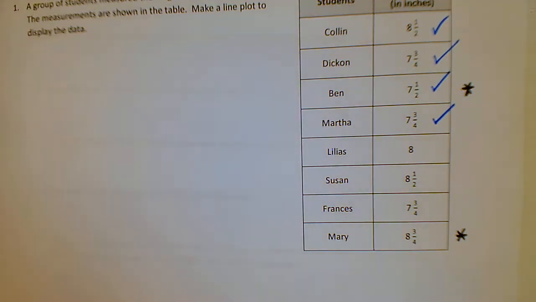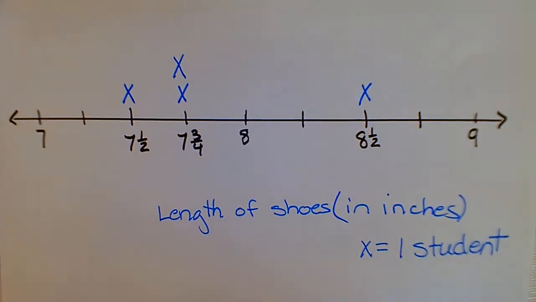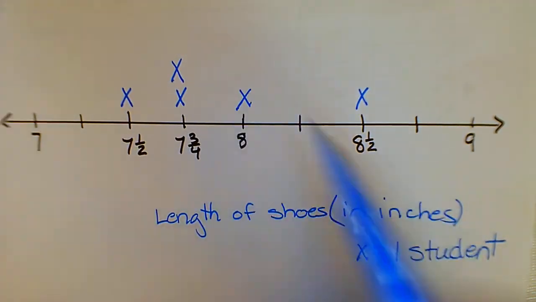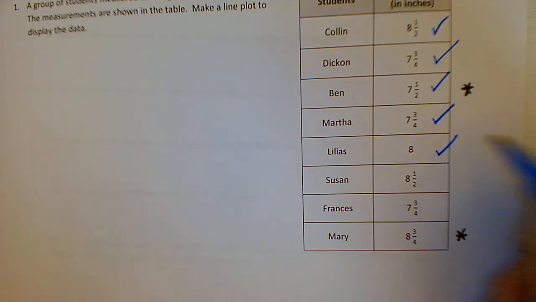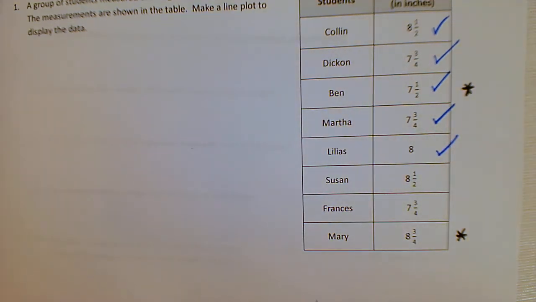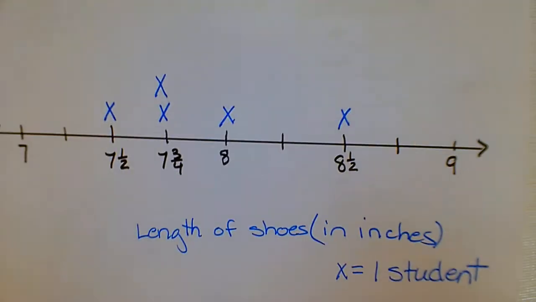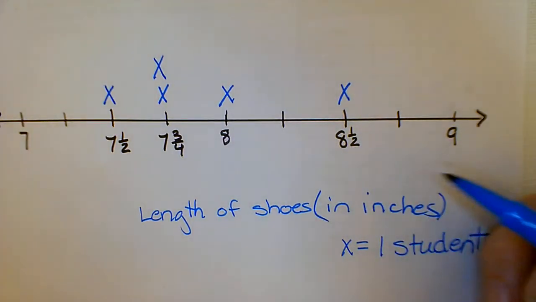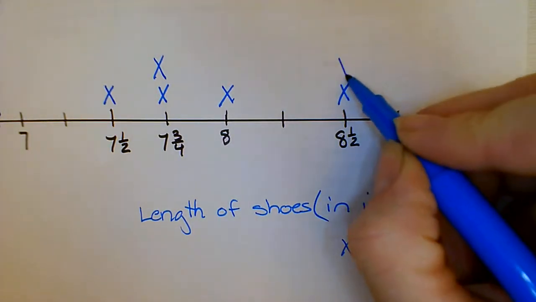Lilias? I don't know. And her shoe, I think it's a she, I'm not sure, is going to be 8 inches. And 8 inches is right on here, so I can just put the X, and then I can check her off. Next, we're going to do Susan, and Susan is at 8.5. That's already on here, so I'm going to go ahead and just put an X above it.